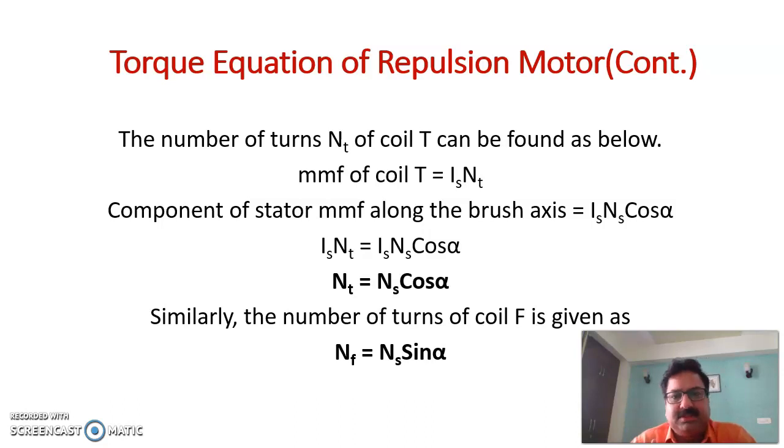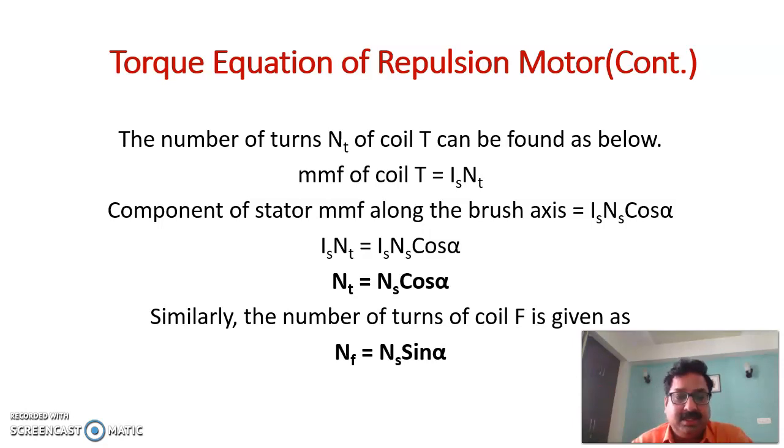Now, the torque equations for the repulsion motor can be discussed here. Suppose the number of turns in coil T is Nt. The MMF in coil T will be the current flowing through the coil T multiplied by its number of turns. So the number of turns is Nt and the coil current is Is. The MMF of coil T will be Is into Nt. The component of stator MMF along the brush axis will be Is Ns cos alpha. So Is Nt must be equal to Is Ns cos alpha.